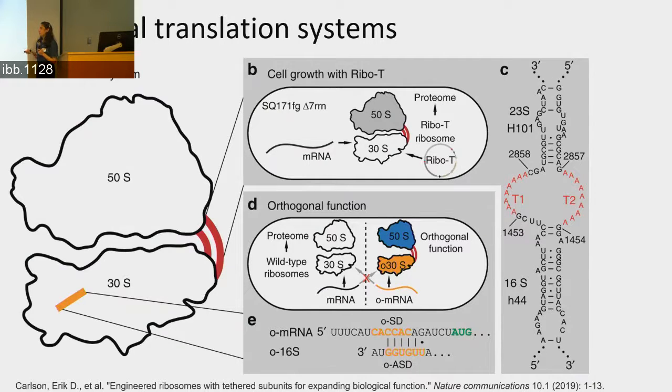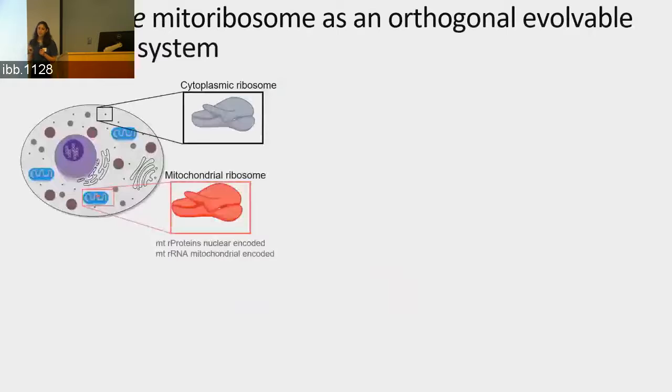The other issue is it's not just RNA that makes up ribosomes. As I said before, you've got your ribosomal proteins. And as the cells divide and make more ribosomes, they don't know which ribosomes the proteins should go to. So using this orthogonal system, you can't touch the ribosomal proteins. You can only touch the rRNA. And even with that, you can't touch the peptidyl-transferase center. So it's a very limited system, which is why we thought the Saccharomyces cerevisiae mitochondrial ribosome would make the perfect orthogonal evolvable translation system.